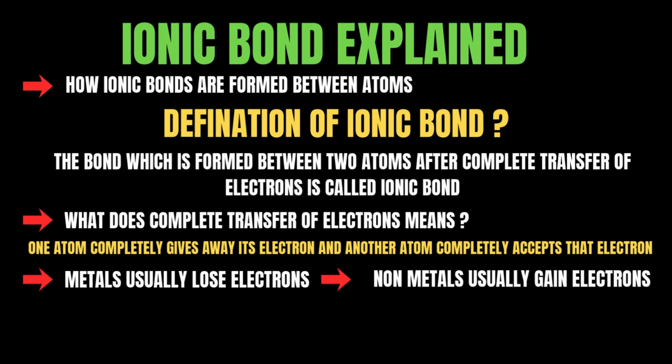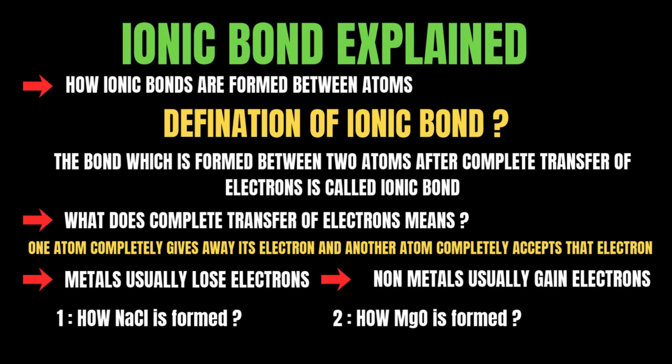To understand ionic bond formation deeply, we will study two important examples. In the first example, we will see how sodium and chlorine form an ionic bond to make sodium chloride. In the second example, we will understand how magnesium and oxygen form an ionic bond to make magnesium oxide. These two examples will make the concept completely clear. Let us start with the first example. That is formation of sodium chloride.